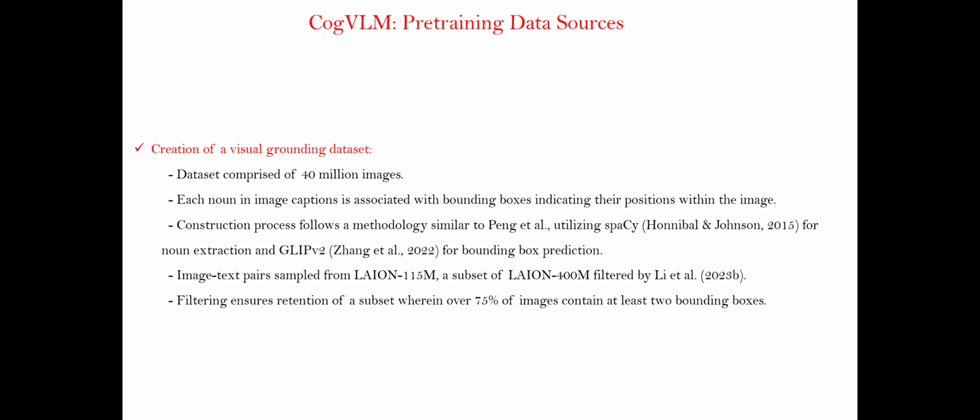Because to prepare a visual grounding dataset, we need a noun followed by a bounding box. So in order to extract a noun, they used spaCy, and in order to extract a bounding box, they used GLIP v2.